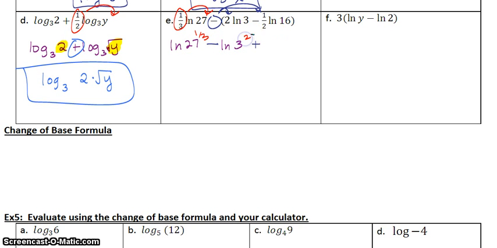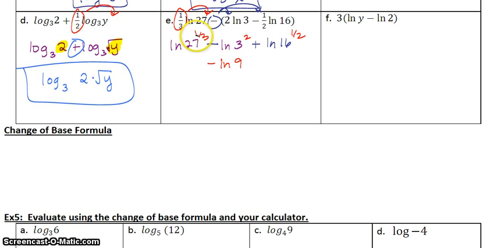Notice the negatives are not moving with the exponents. ln of 16 to the 1/2 power. In this situation, all three of these are powers that I can actually do. So 3 squared is 9.